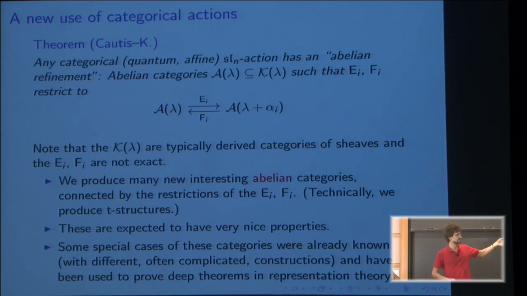Okay, so these abelian categories that we get are expected to have nice properties. In particular, some of them were already previously known in work of Bezrukavnikov and collaborators, and they have been used to prove very deep theorems in representation theory. And what we do is get sort of a systematic point of view to these categories. So they have been defined in, I might say, a bit ad hoc way that was hard to digest for the average person. We provide something that's hopefully easier to digest for the average person. At least for us, it's much easier to digest.